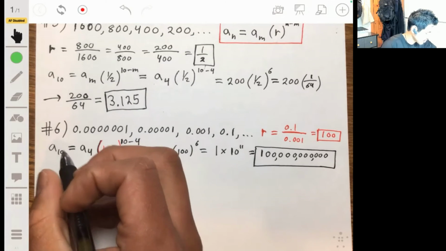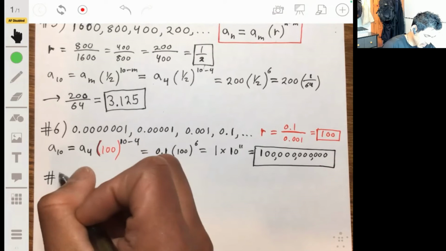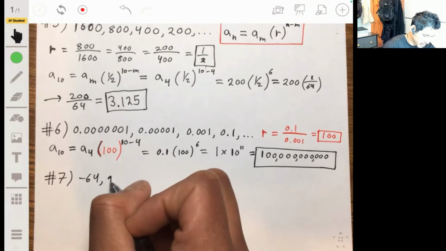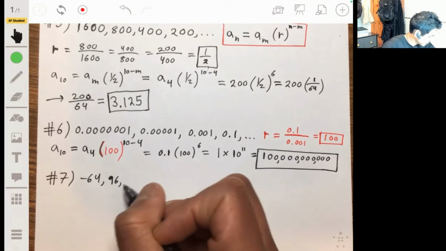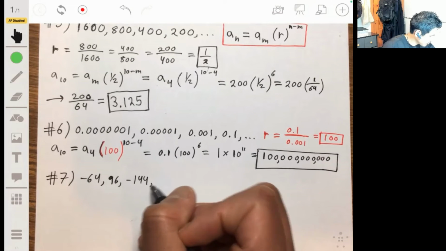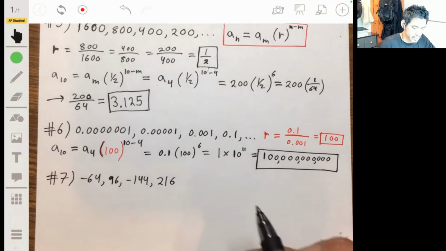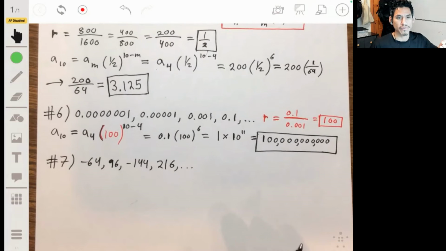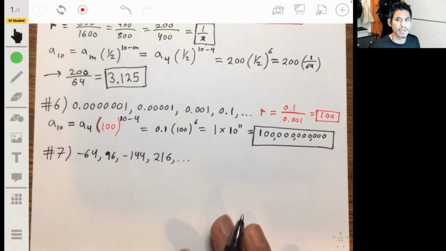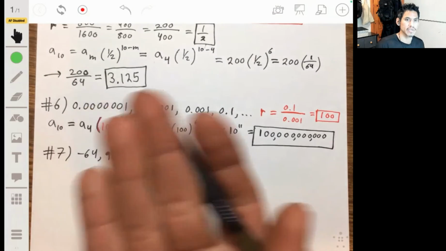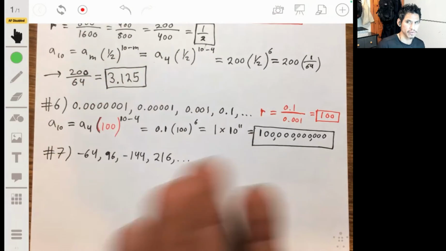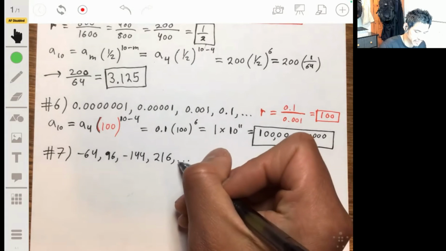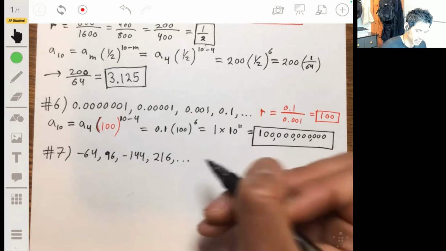Let's do a couple more. Number 7. We've got negative 64, 96, negative 144, and 216. And again, maybe try these on your own first if you think you're getting the hang of it, and then check to see if you're doing this correctly. So maybe pause the video, try them, and then unpause it to see how you're doing. But of course, I'm just going to keep on going.